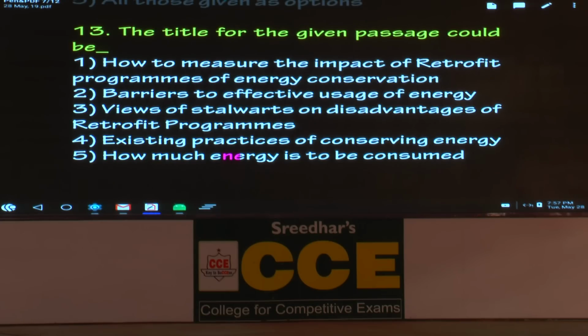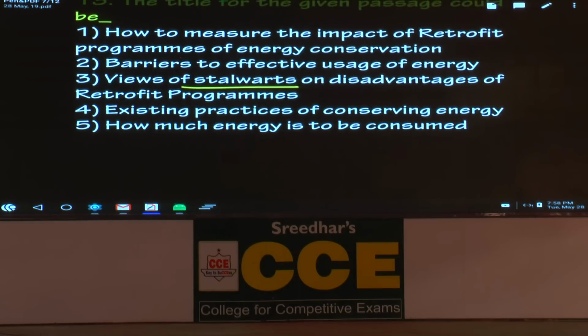Views of stalwarts, that's a very good word. Stalwarts means important people, experienced people, also seniors. Write 3 words: important people, experienced people, seniors. The right combination, generally it goes with the film industry. The stalwarts of Telugu film industry. Views of stalwarts on disadvantages of retrofit programs, not correct.